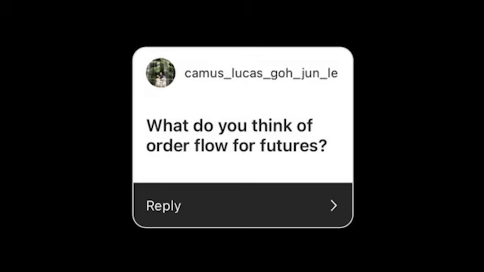Next question from Camus_Lucas_go_June_Lee. What do you think of order flow for futures? I think it's a good tool if you can read it. Even with the futures market, everyone has access to order flow, and the failure rate is still 93 to 97%. So it's not the end all be all. I think there has to be an element of a trader that knows how to read a chart to supplement that. Chris Story is a very good example of it. He uses order flow, but he can also read a chart like it's nobody's business.